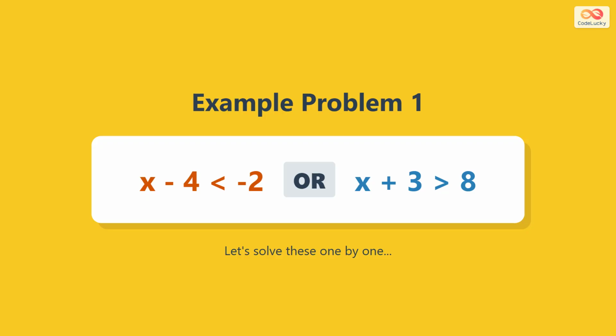Let us look at a real example. We have x minus 4 is less than negative 2, or x plus 3 is greater than 8. Don't let the size of the problem scare you. Remember, we tackle these one at a time.